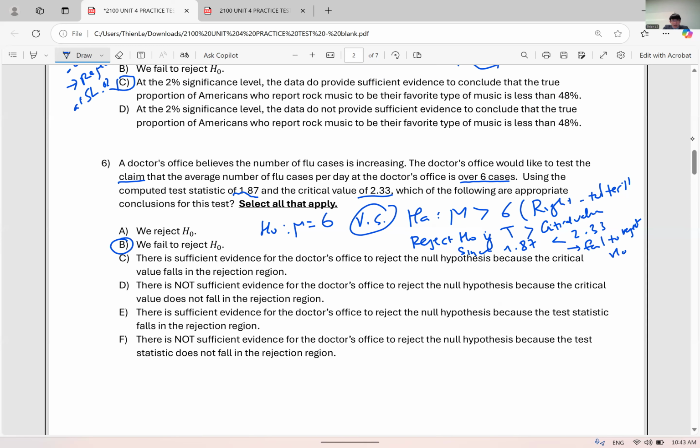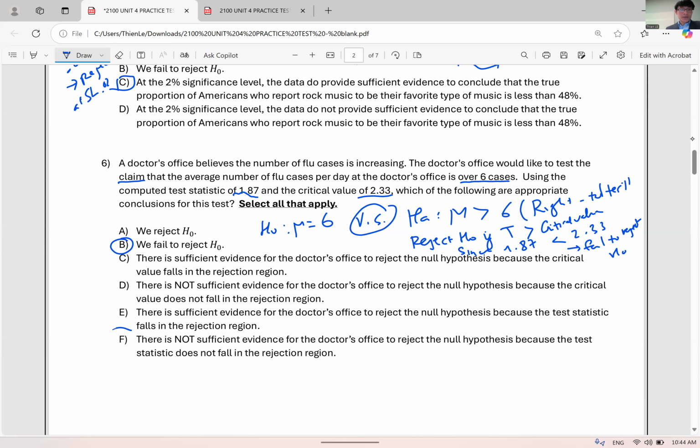There is sufficient evidence for the doctor office to reject the null? No. Wrong. There is not sufficient evidence for the doctor, so D, probably. Not sufficient evidence to reject the null because the critical value does not fall into the rejection region. No. I think you don't compare the critical value with the rejection region, right? We compare test statistics, so D is also wrong. How about E? There's sufficient evidence for the doctor office to reject the null. E is wrong, because we failed to reject the null. Okay, so how about F? There is not sufficient evidence for the doctor office to reject the null, good, because the test statistic does not fall in the rejection region.